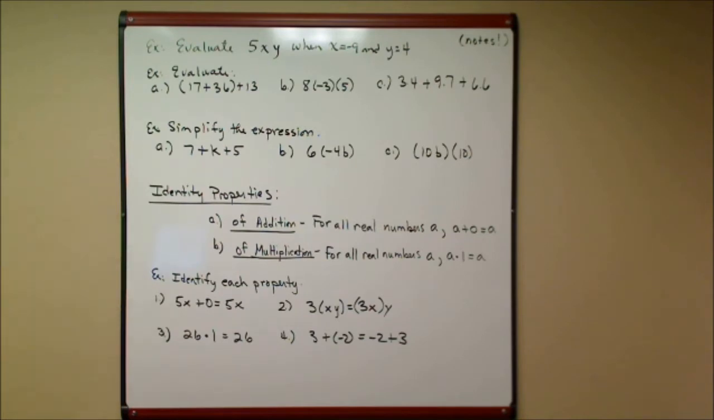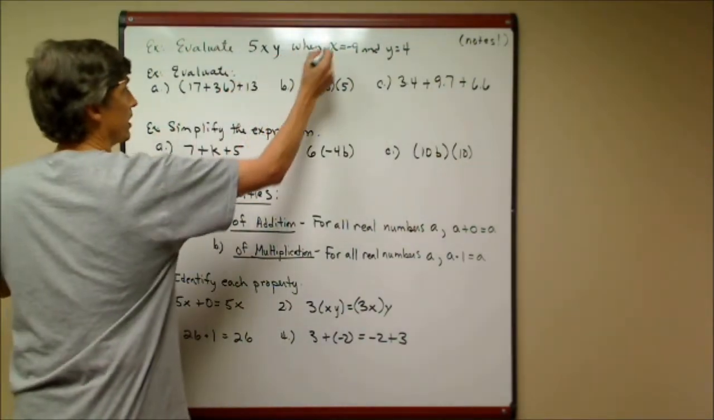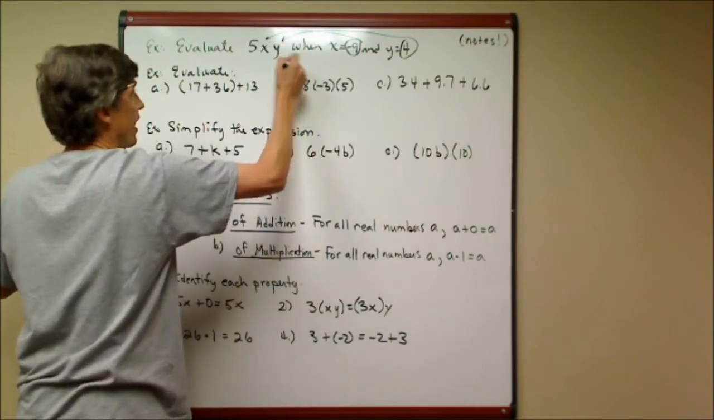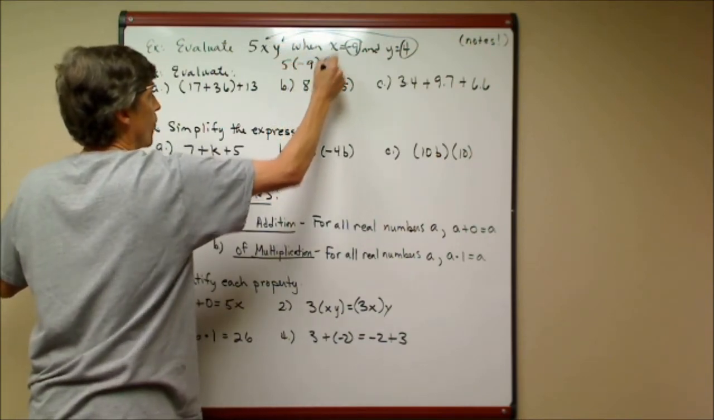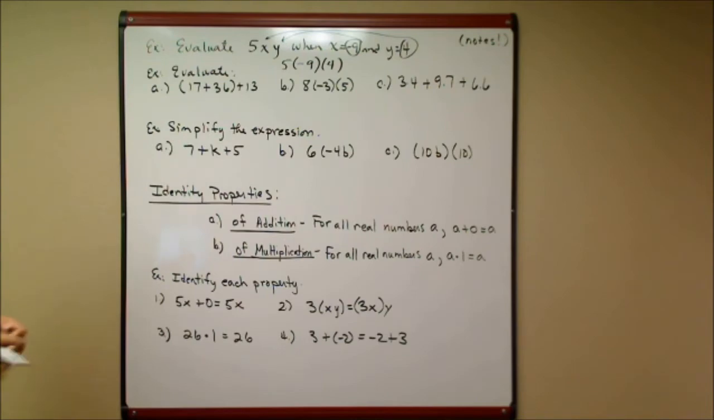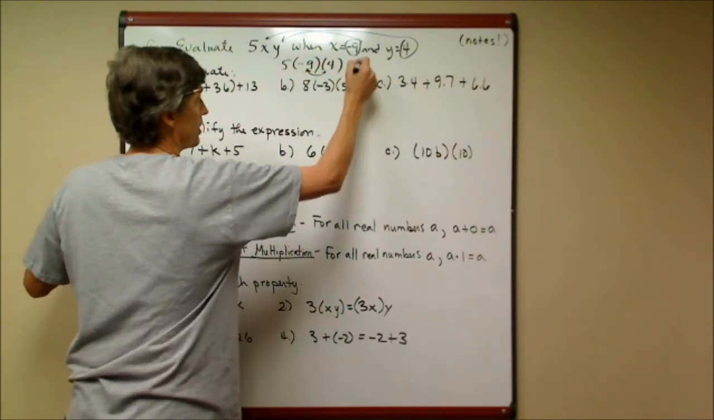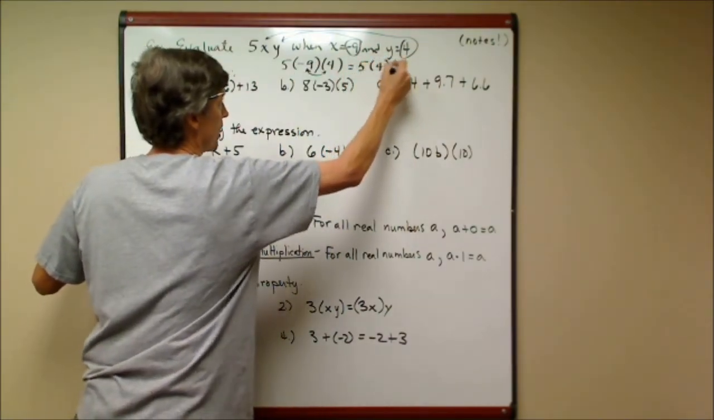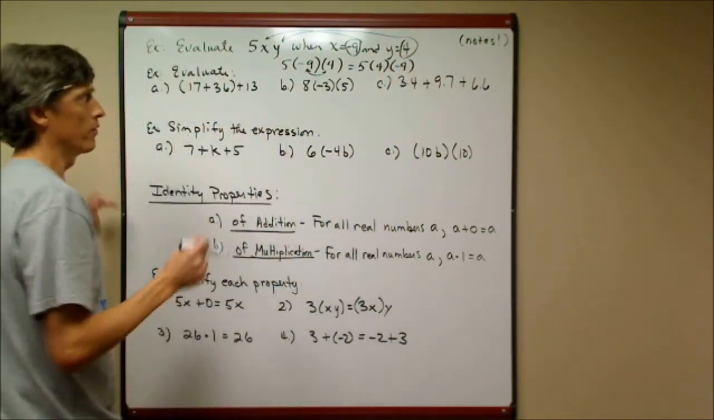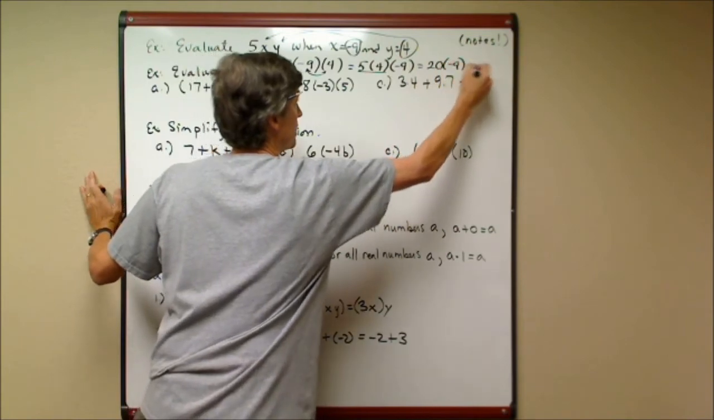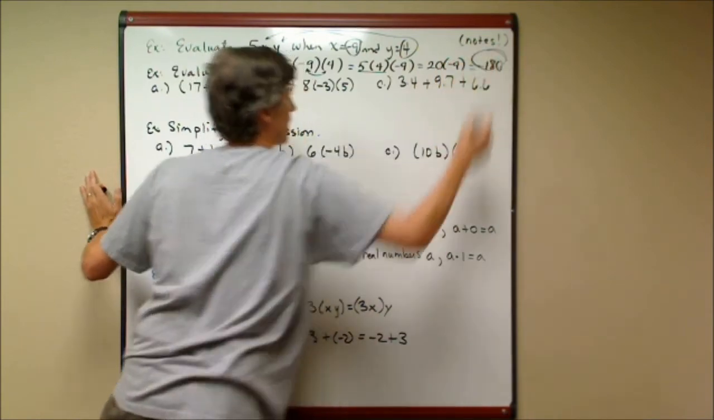First, evaluate 5xy when x equals negative 9 and y equals 4. So I'll substitute that in. The negative 9 is going to go in here. The 4 is going to go in here. And I have 5 times negative 9 times 4. Now I can multiply from left to right, but I know that 5 times 4, I can do right away. So I'm going to commute these two here. I'm going to write this as 5 times 4 times negative 9. Change the order of the multiplication, then that's 20. 20 times negative 9 is negative 180. And that's a lot easier.